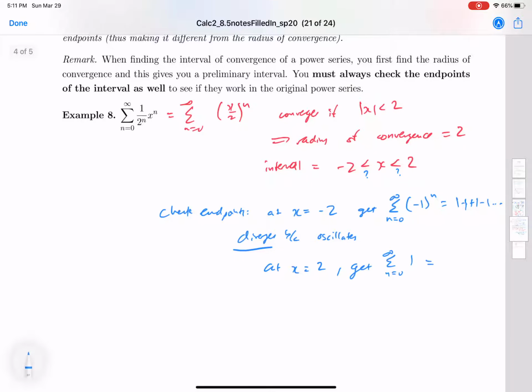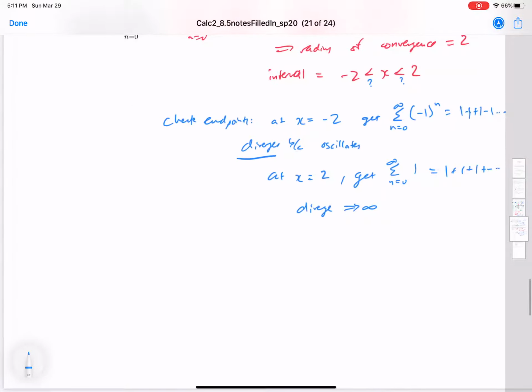So you're just adding up 1 plus 1 plus 1. And that's, of course, going to diverge because it goes to infinity. So in this case, our interval of convergence is equal to all the x values from -2 to 2, but not equaling -2 or 2.